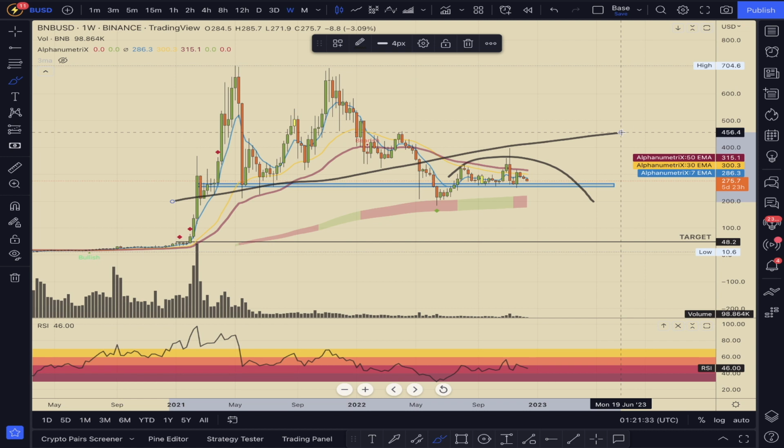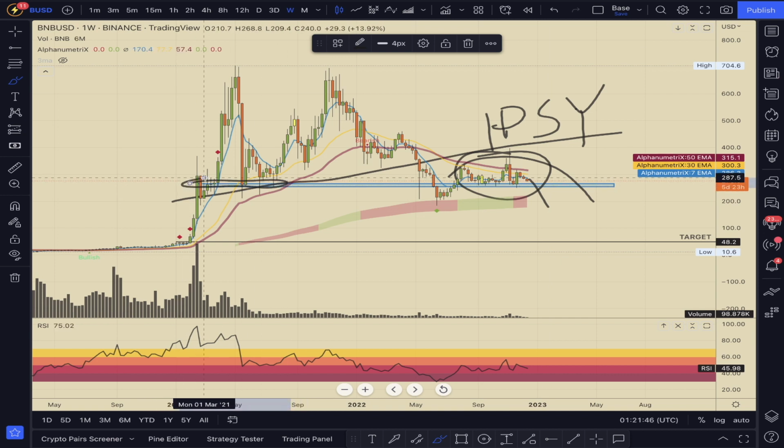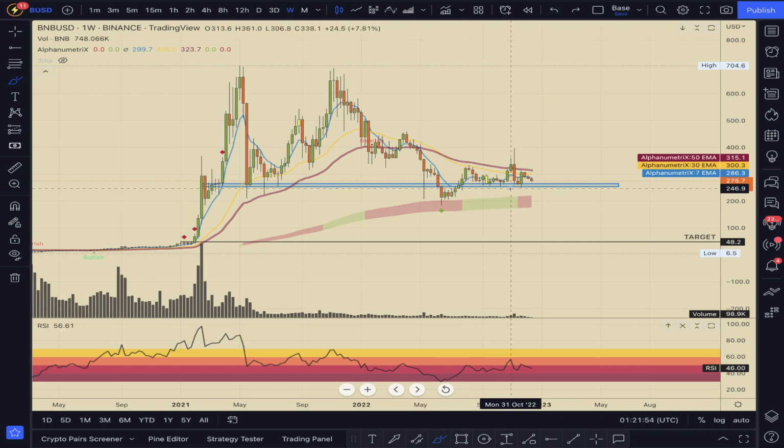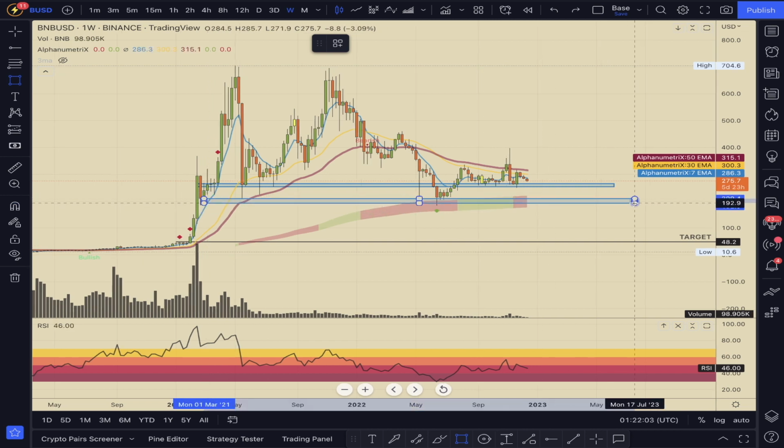We have a structure that is forming that is very similar to what would be classified as an LPSY, last point of supply. This is the last area of consolidation before a breakdown. Lots of laser eyes on the 250 level, and then below that is the 200 level. Let's actually clean this up a little bit. Keeping a lot of focus here at the 250, and then the 200 is the last point. If we take out the 200 level, it's lights out.